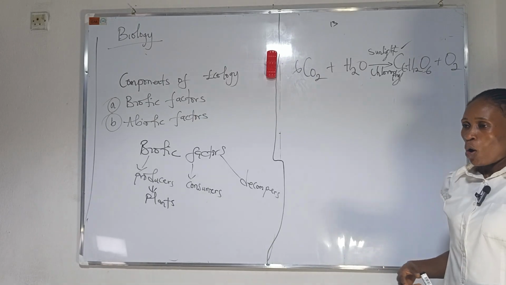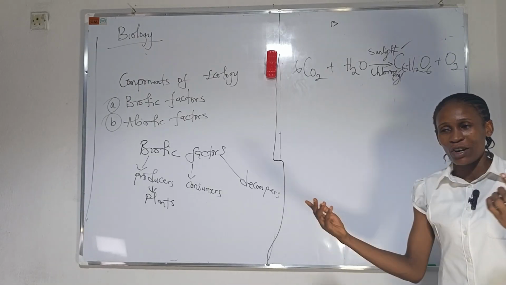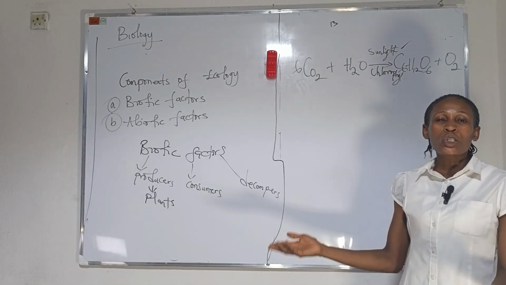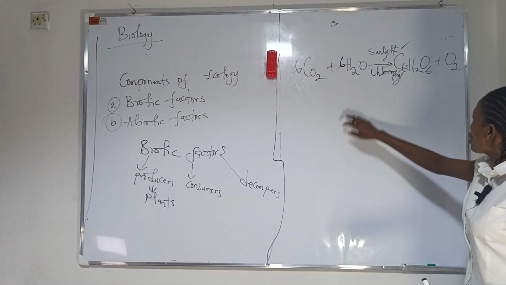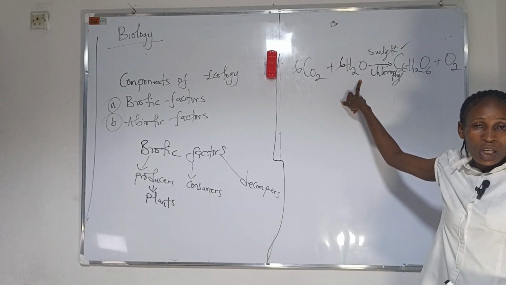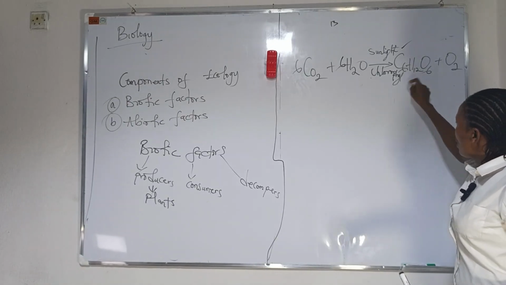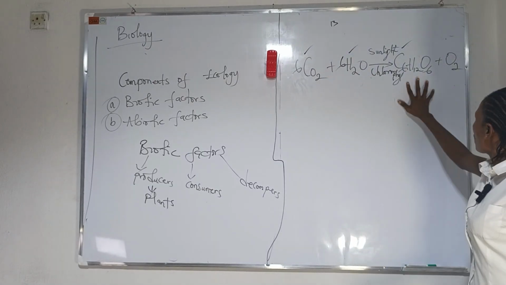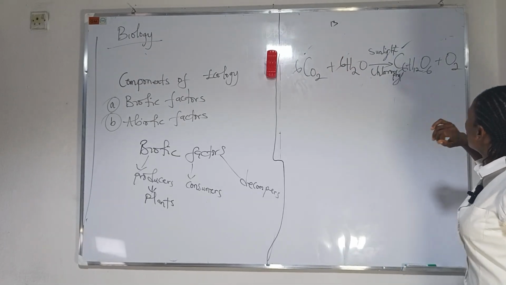2, or as a student, let me withdraw that word mathematician, because some students are afraid of maths. Okay, as a student, I should know that 6 times 2 is 12. So I will quickly put 6 here, which is 6 times 2, 12. How many am I having here? 12. That means my hydrogen has been balanced, right?